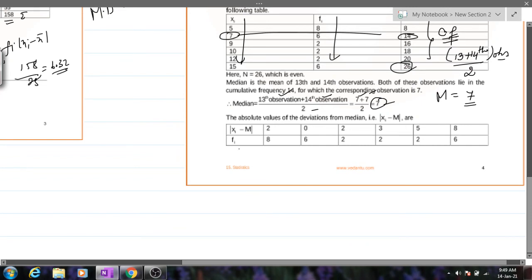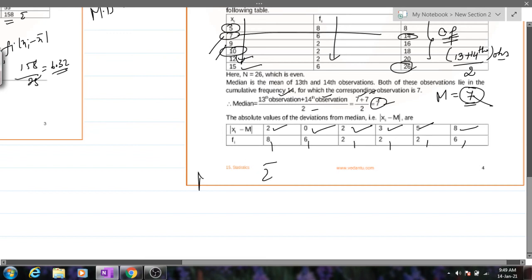Then you have to calculate the mean absolute deviations, the individual absolute deviations. Your first xi value is 5, so |5 minus 7| will give you 2, |7 minus 7| will give you 0, |9 minus 7| will give you 2, |10 minus 7| will give you 3, |12 minus 7| gives 5, and |15 minus 7| gives you 8. Then the frequencies have been given to you, so individually you have to calculate this.